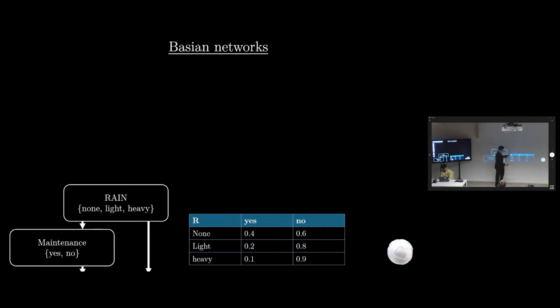If we take, for example, the rain being heavy, then we have a 10% chance that it's yes, and a 90% chance that it's no, which makes sense. You wouldn't do maintenance on a very rainy day.